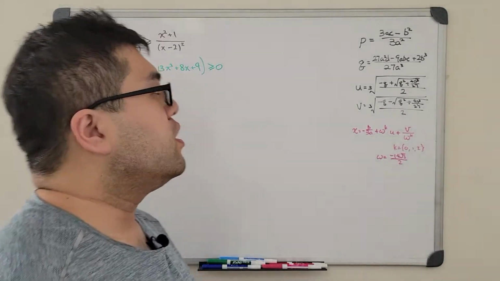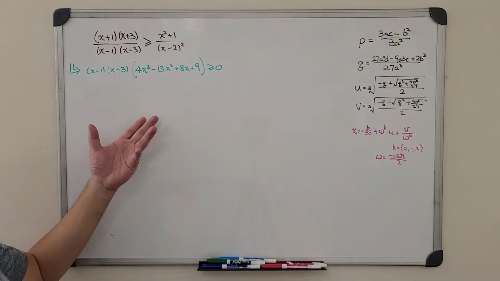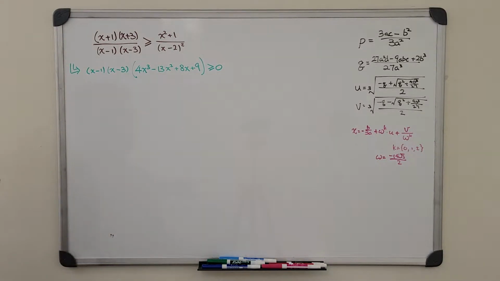What's up, everyone? Today we're going to finish off the inequality that we didn't finish from Monday's video, which says that there are two rational functions. And again, rational functions means that they are in fraction form, where both numerator and denominator are just polynomials.